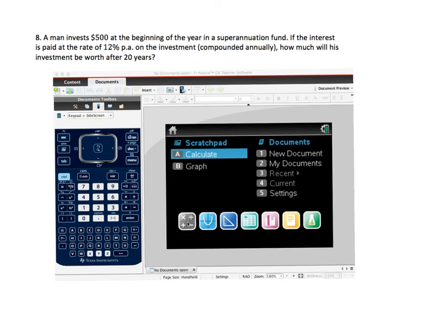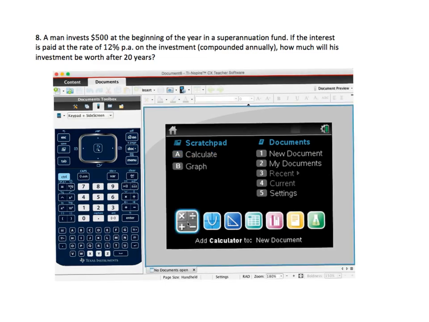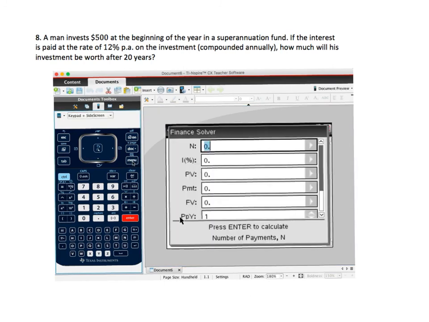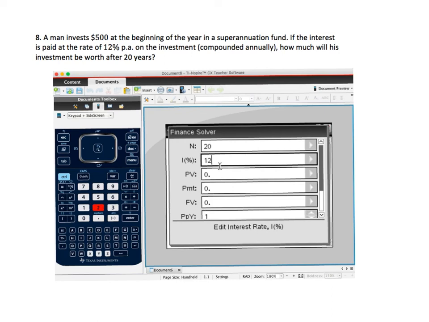Please pause to read the question, and then let's see how we use GDC. So under Finance Solver, I'm starting to add my numbers. A man invests for 20 years, so n is 20, at 12% per year, 500, so the present value is actually negative 500, you'll see later, with one payment per year, so it's compounded annually. I need to find the future value, which is 4,823.